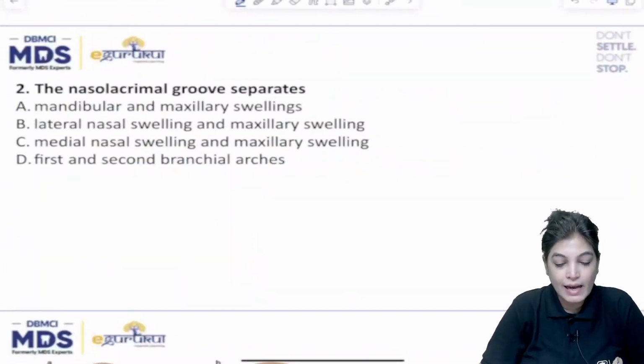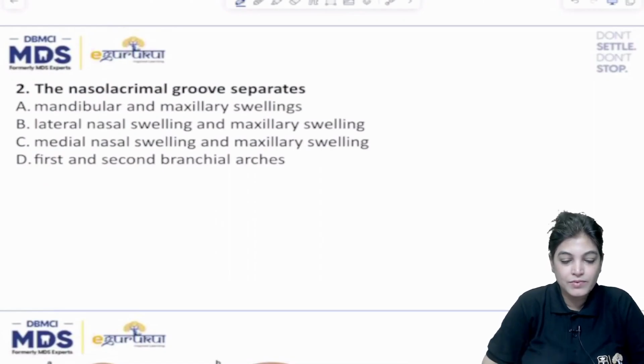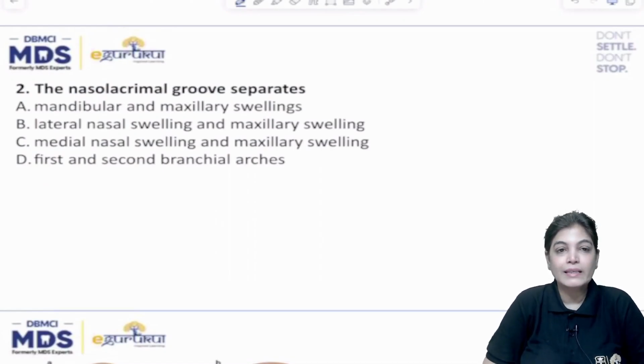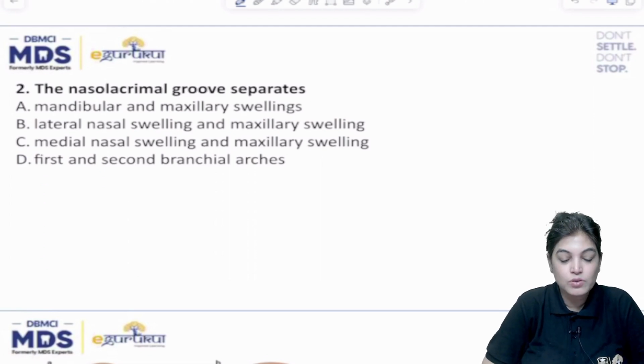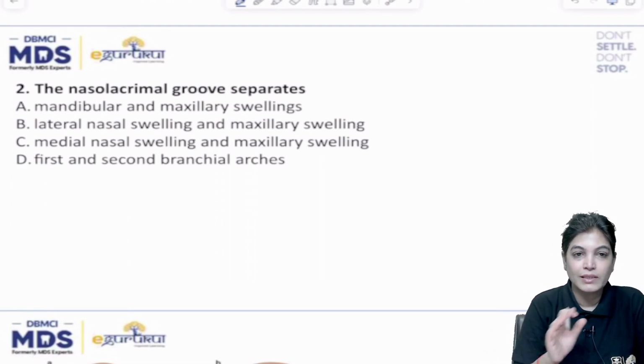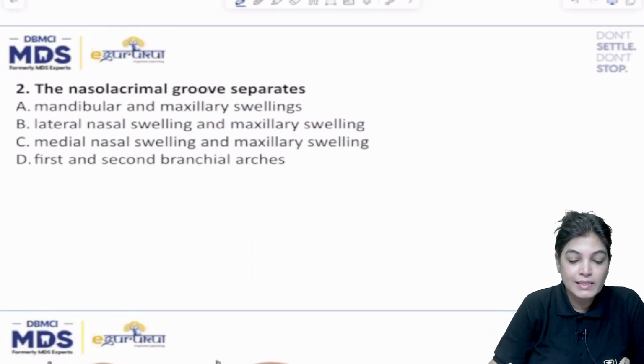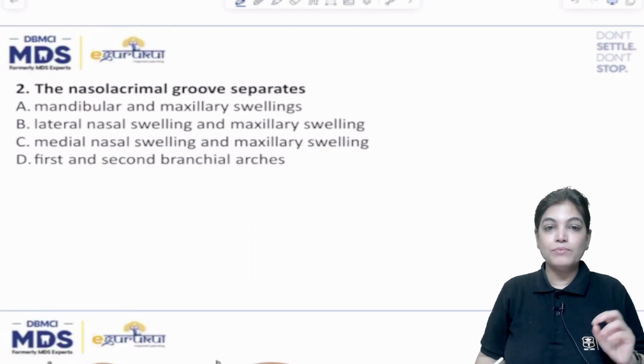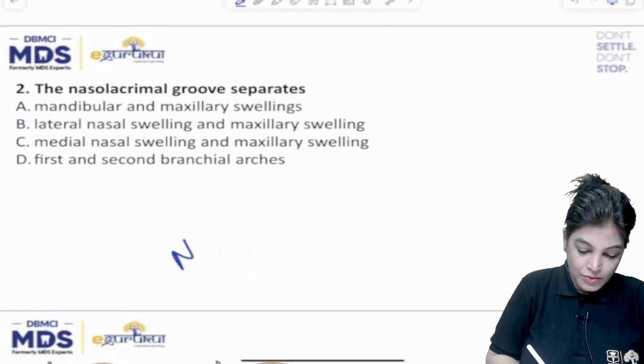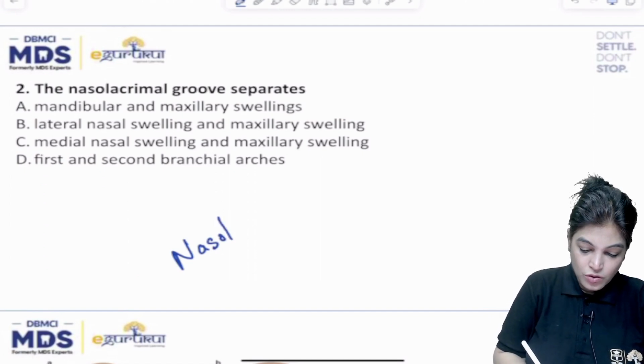The nasolacrimal groove separates which of the following? The options provided are mandibular and maxillary swelling. These are swellings. The other option is lateral nasal swelling and maxillary swelling. The third option is medial nasal swelling and maxillary swelling. And the fourth option is first and second branchial arches. So, exactly we have to know the location of which groove?